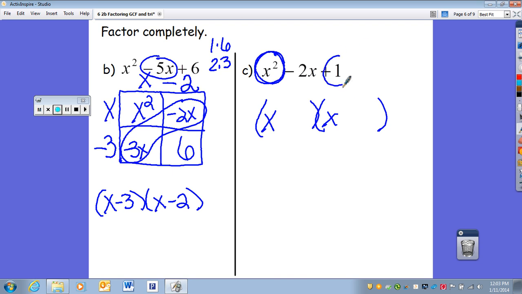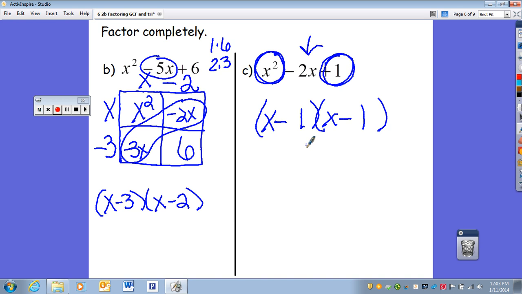What do I multiply together that gives me a positive 1, but when I add it together, I get negative 2x? Well, in order to get a positive, I either have to multiply a positive times a positive or a negative times a negative. And in this case, because I want my sum to be negative, I'm going to have a negative and a negative. And 1 times 1 is 1.